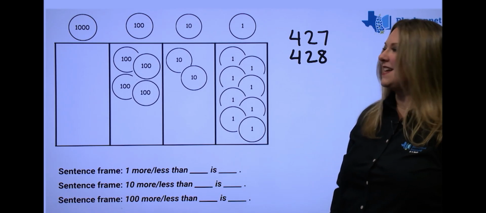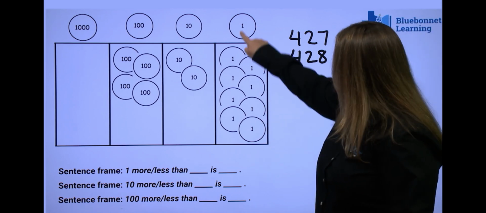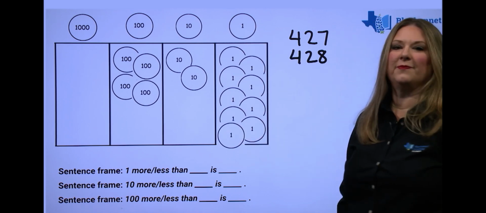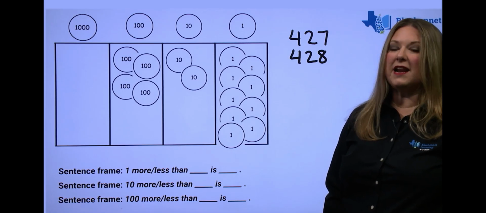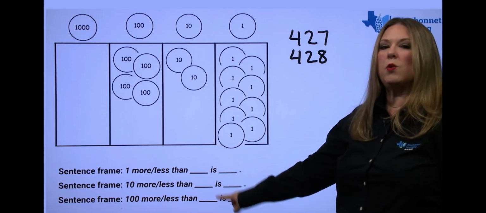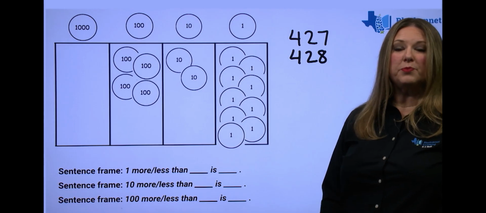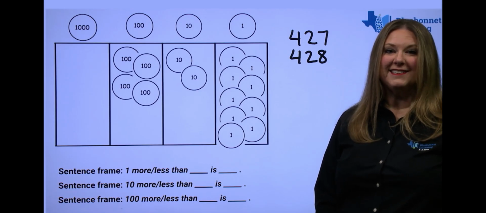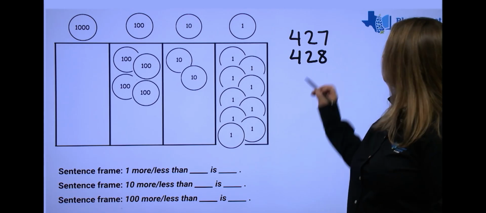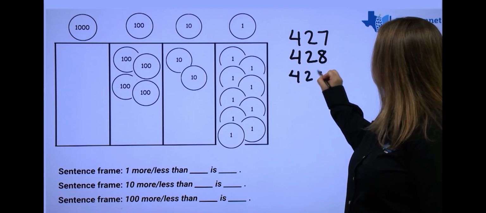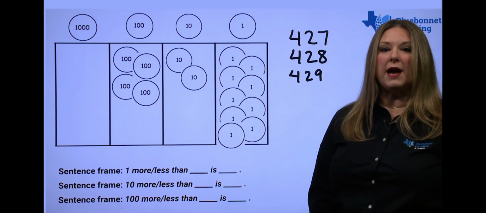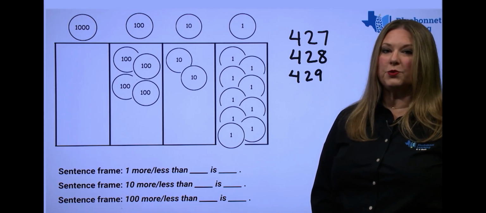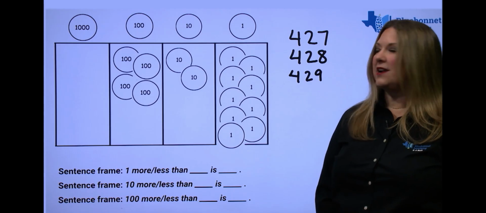Okay, watch what I do next. Now what do I have? That's right, I have 429. So which one did I do? Which place value did I change? Good, only the 1's place. So now I have 429. And our sentence frame is 1 more than 428 is 429. Okay, get ready for the next one.